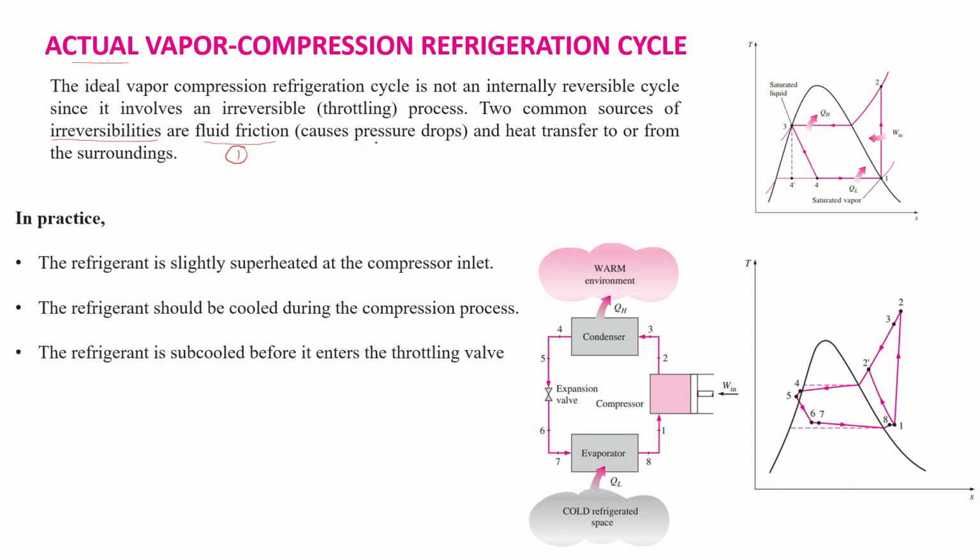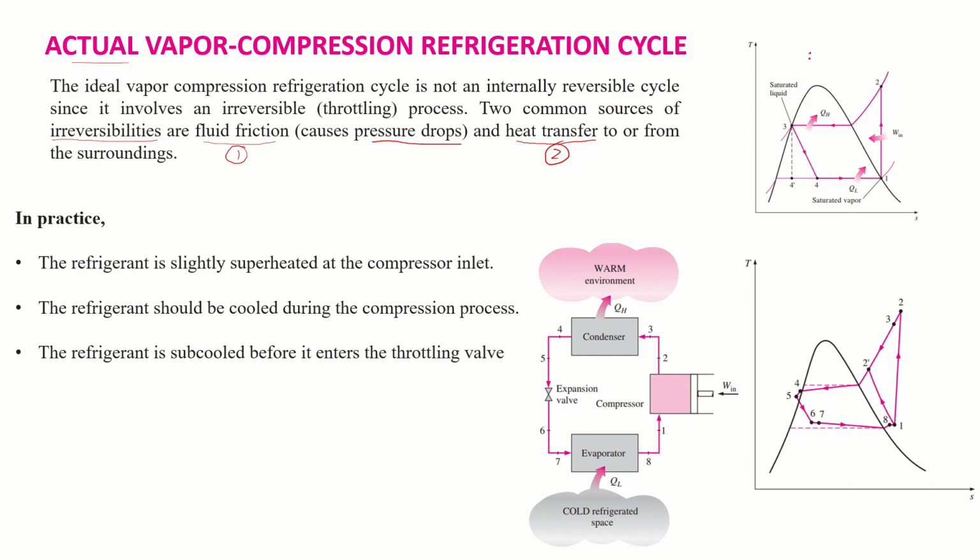Then the second loss is heat transfer to or from the surroundings. This is the second form of loss. So these two losses cause irreversibilities in the vapor compression cycle.